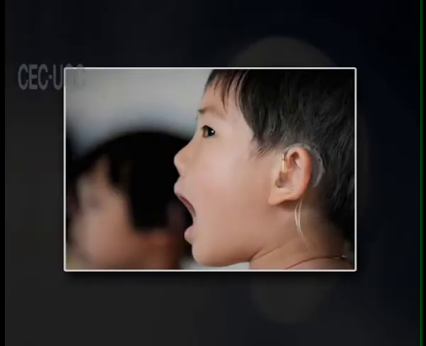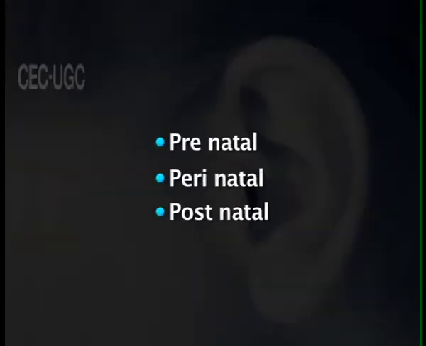Now, let us try to see what are the causes for hearing impairment. The causes of hearing impairment can be at 3 levels. They are prenatal, perinatal and postnatal. Prenatal means the causes before the childbirth which resulted in hearing impairment of the child. Perinatal means the causes during the childbirth, that means during the delivery of the child, which led to the hearing impairment. Postnatal means the causes after the birth of the child which led to the hearing impairment.